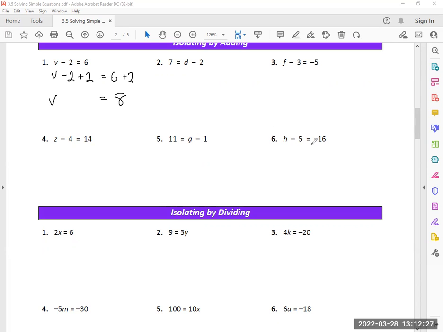How about we do number 6? H minus 5. Kareem, you with me? Okay. How do you get H all alone? Plus 5. Yeah. Good. So plus 5, that's nothing. Negative 16 plus a 5, that's your integers, negative 11. Done. Every single time.